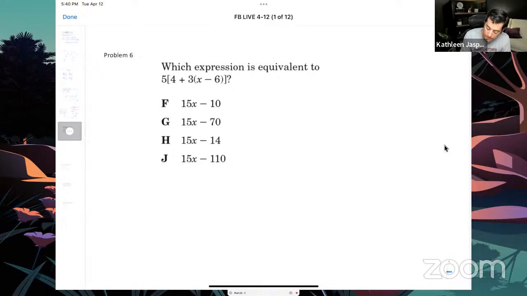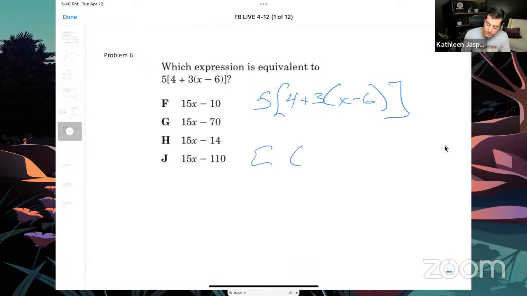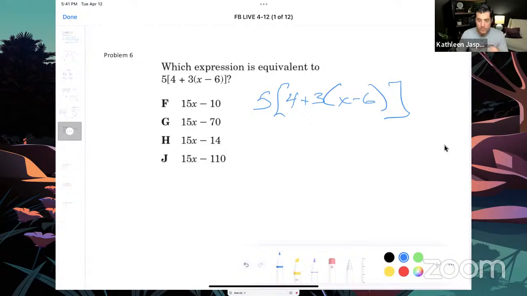So we rewrite it, and we'll do 5, and we got 4 plus 3 parentheses x minus 6 parentheses, and then brackets. So brackets, parentheses, braces, all these types of things. When the number is next to it, it just means it's multiplication. Doesn't matter how fancy or weird it looks, or absolute value bars. All those next to a number mean that you're going to multiply. That's the operation. So we always want to work our way out, so we go to the innermost first.